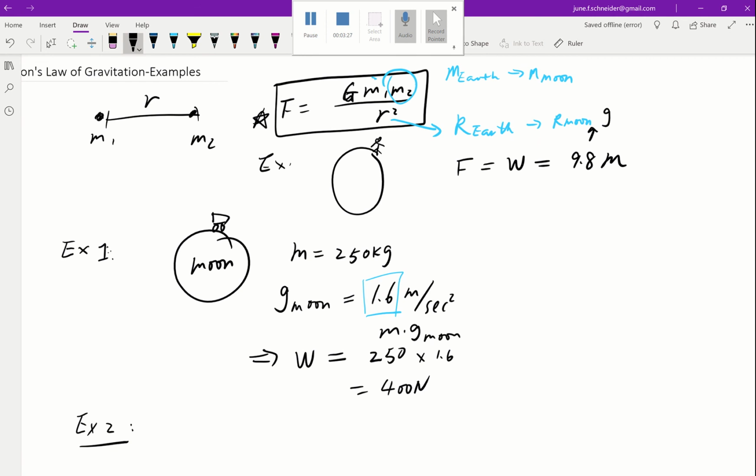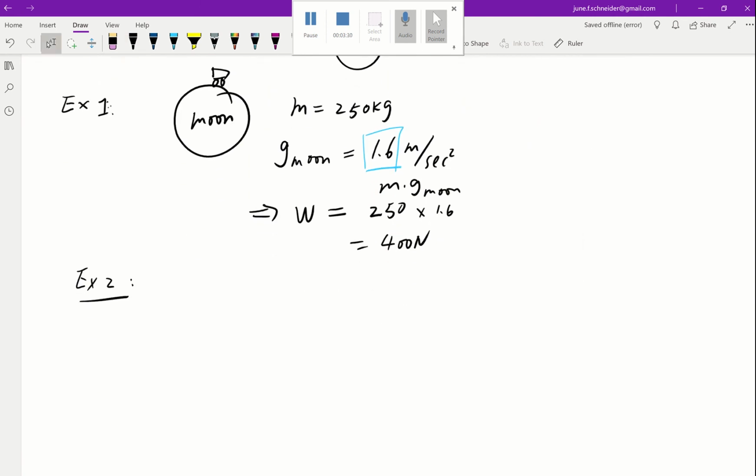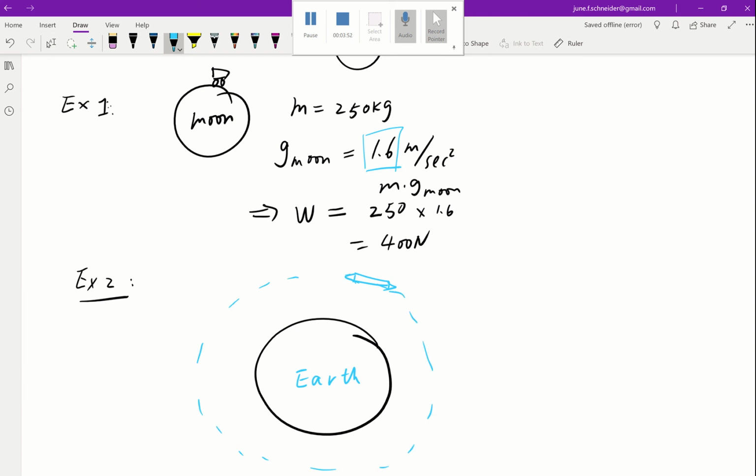Okay. Now, let's look at something different. Imagine you are an astronaut and you are in the space shuttle orbiting the Earth. So this is our blue planet, this is our Earth. And you are in the space shuttle right here, flying and orbiting around our Earth. And this altitude is about 250 kilometers high. So this distance right here is about 250 kilometers.